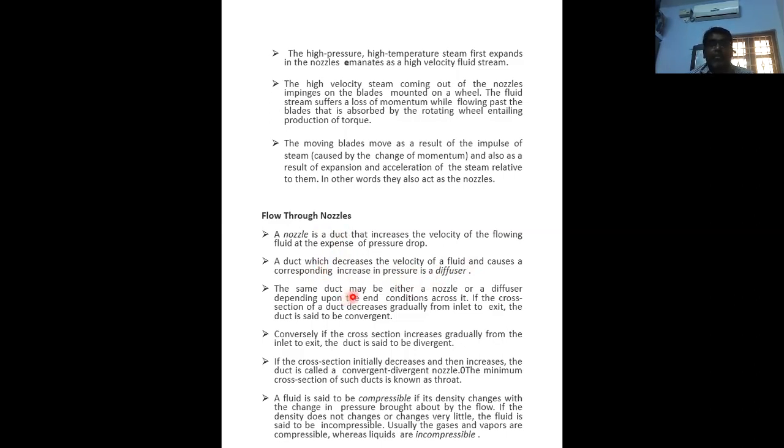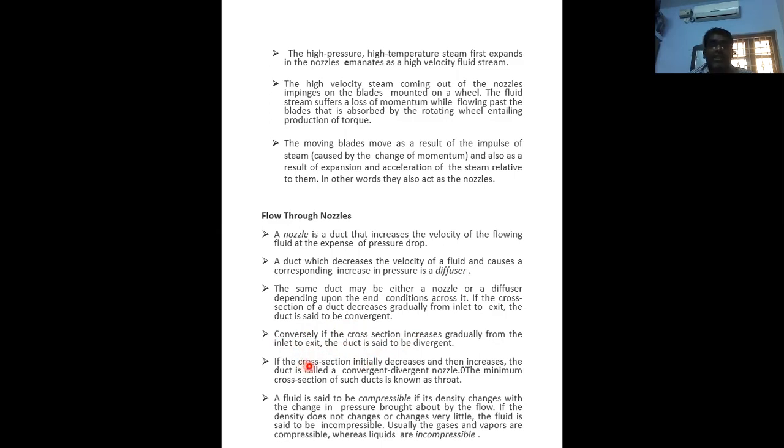The same duct may be either a nozzle or a diffuser depending upon the end conditions across it. If the cross-section of the duct decreases gradually from entry to exit, the duct is said to be convergent. Conversely, if the cross-section increases gradually from entrance to exit, the duct is said to be divergent.